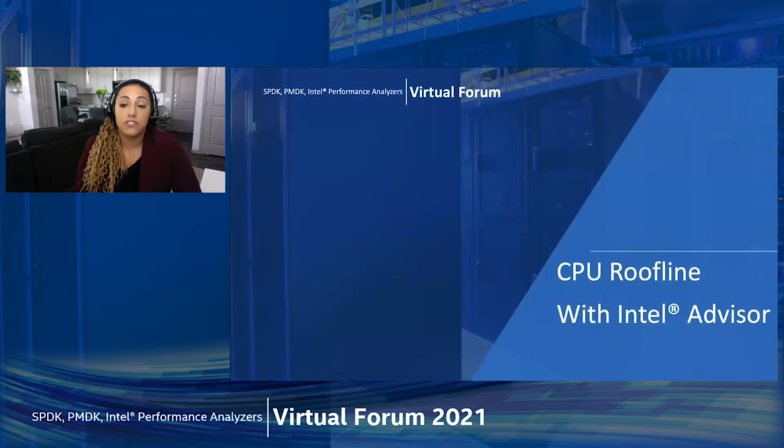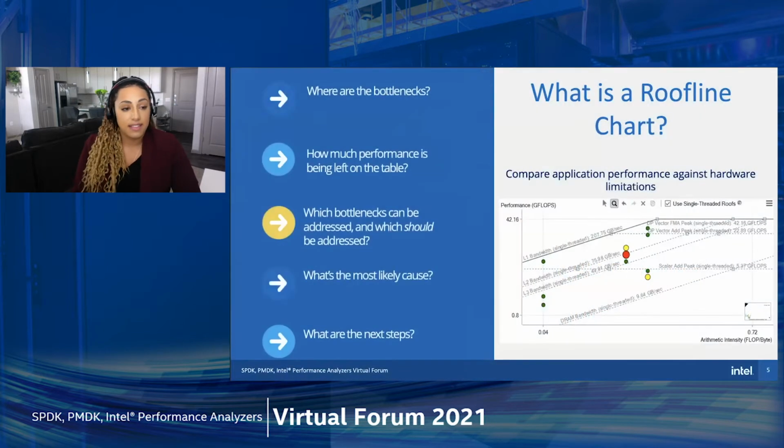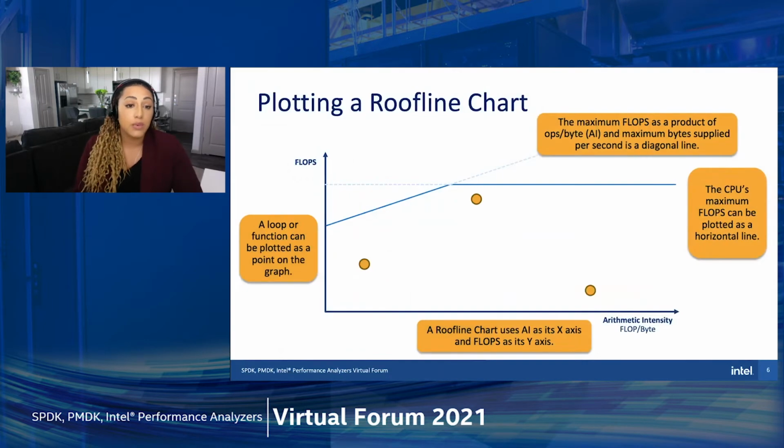And with that, we'll get into our first agenda topic, the CPU roofline with Intel Advisor. I think this section is best kicked off with what is a roofline chart. So a roofline chart is a method of visually overlaying your actual application performance onto representations of the hardware limitations for your specific system. So essentially, this chart can be used to identify not only where bottlenecks exist, but what's likely causing them, and which loops are going to provide the most speedup if optimized.